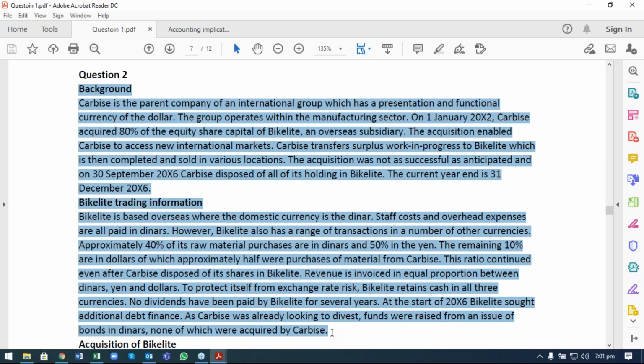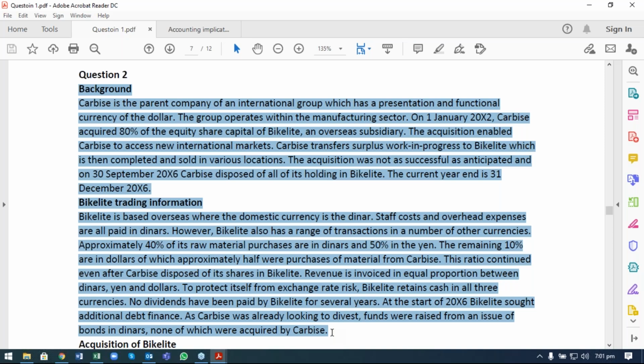So I have concluded another question with respect to the first section of our paper, the consolidated section. This question is specifically related to the acquisition of a foreign subsidiary and its disposal, and its accounting aspects related to all the foreign exchange gains and losses that might arise on a foreign subsidiary.